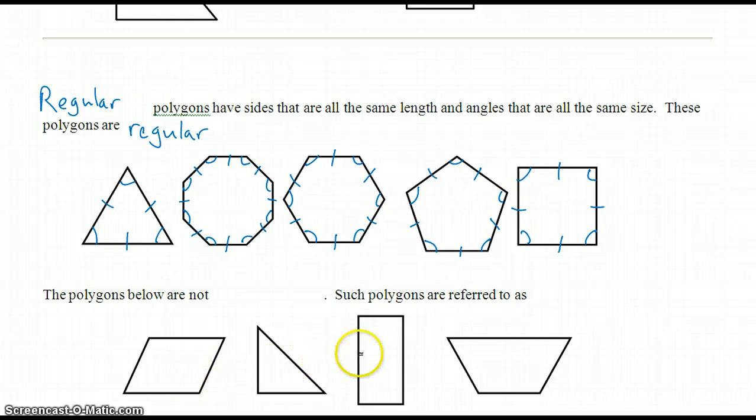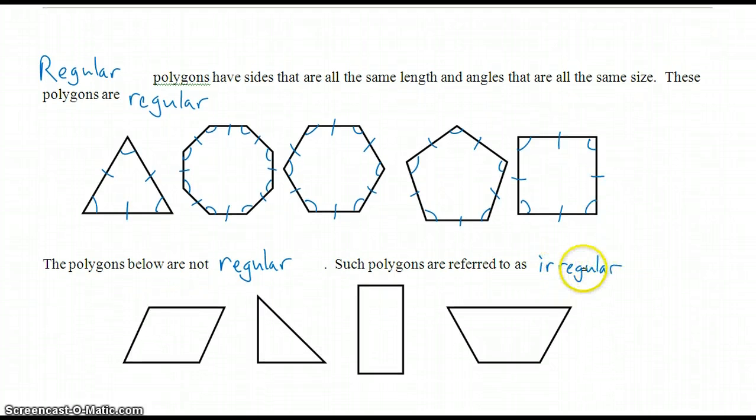These polygons are not regular. The name for non-regular polygons is irregular. Now be careful. An irregular polygon can have all the angles congruent, like this rectangle. But the sides of a rectangle are not all congruent to each other, so this rectangle is irregular.